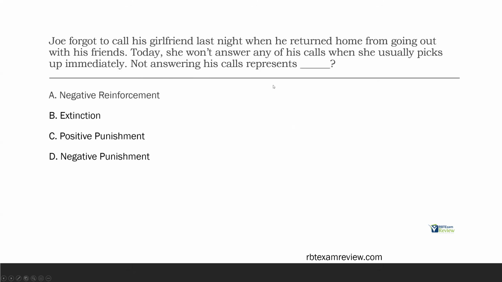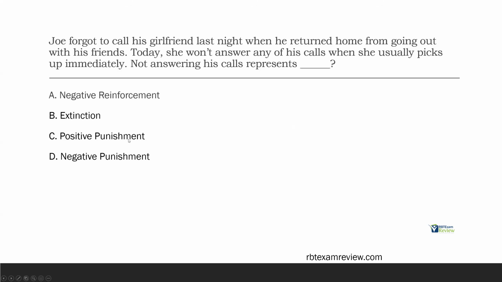Absolutely. Before, when he called, she would answer the phone. That is positive reinforcement. She's now withholding reinforcement. She's putting this behavior on extinction. It's not positive or negative punishment, okay, because nothing is being added and nothing is being taken away. She's simply not answering calls. She's simply withholding reinforcement. Got to be very careful when dealing with extinction and punishment.